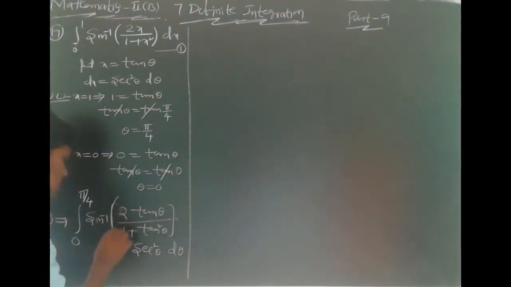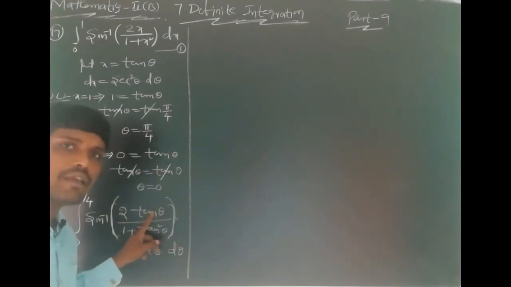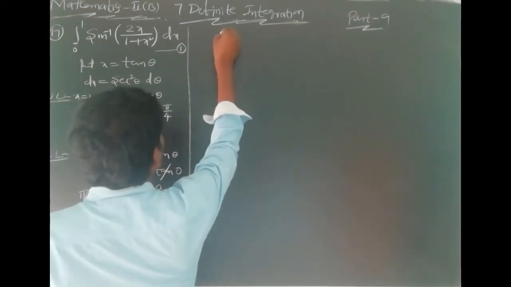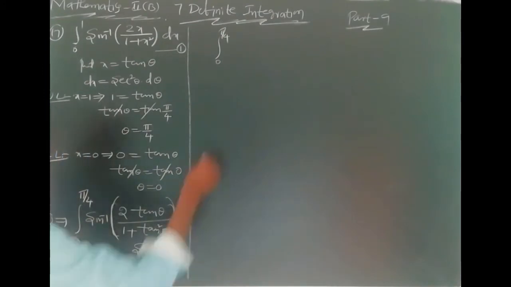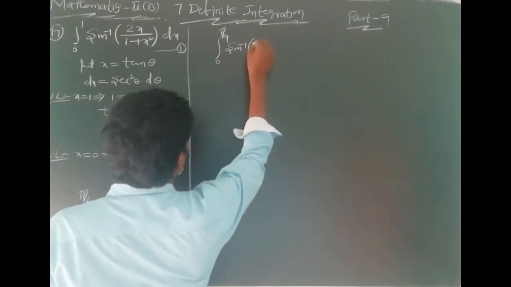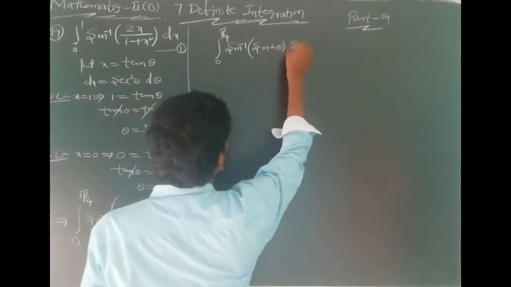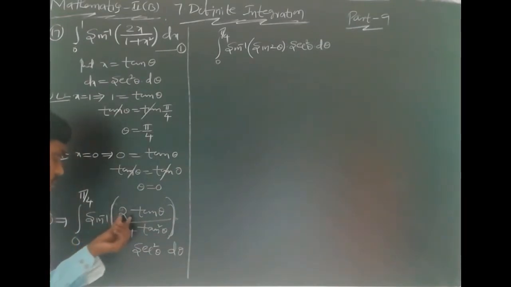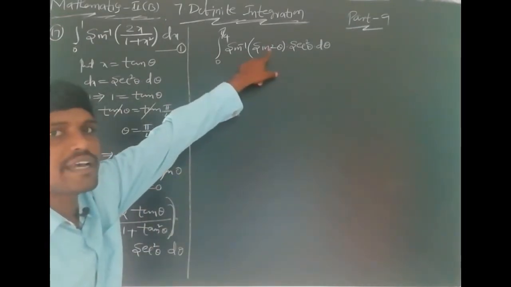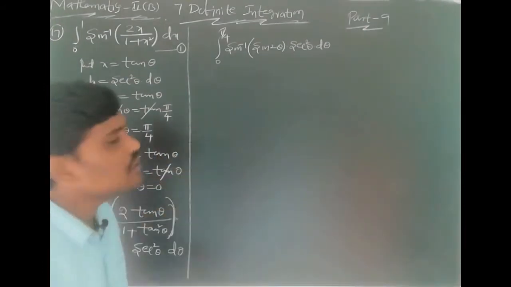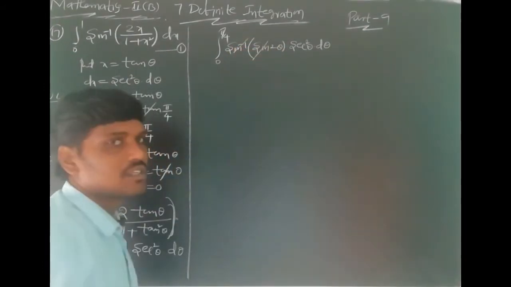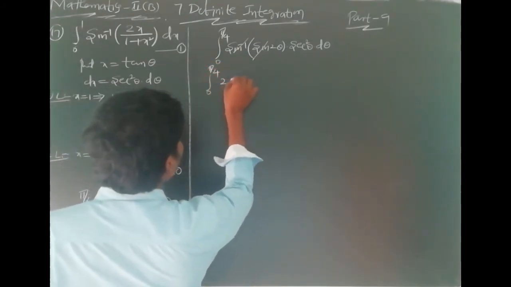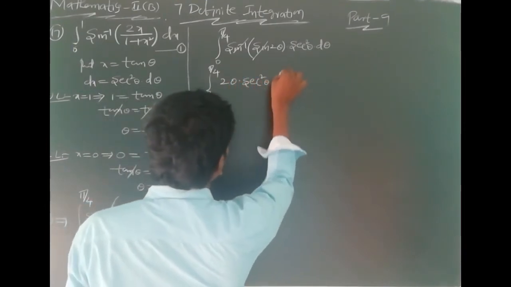After that, you know that 2 tan theta by 1 plus tan square theta has a formula: sine 2 theta. That's why here integral 0 to pi by 4 sine inverse of sine 2 theta into secant square theta into d theta. Correct or not, students? Here sine inverse and sine both cancel. Remaining, students: integral 0 to pi by 4 2 theta into secant square theta into d theta.